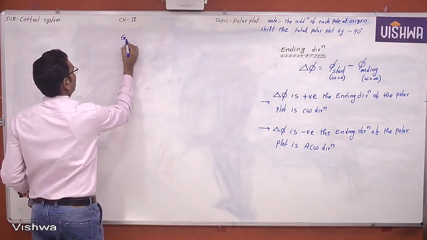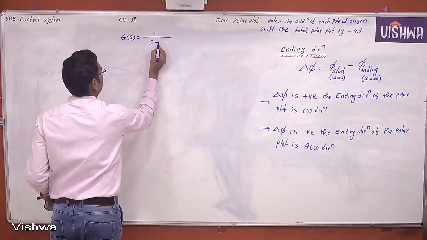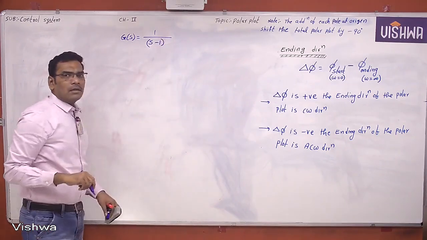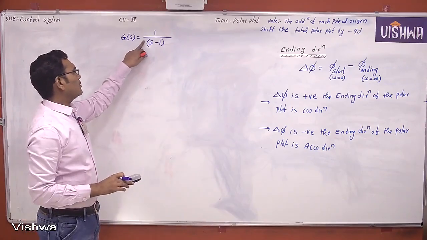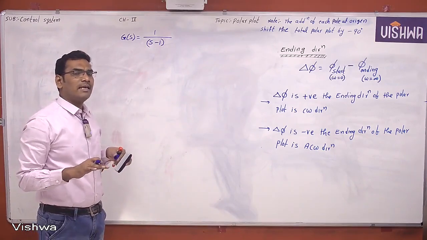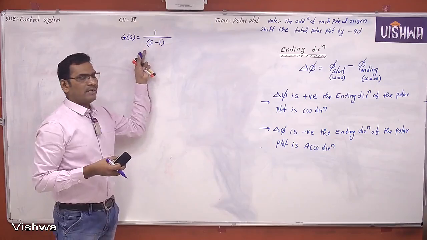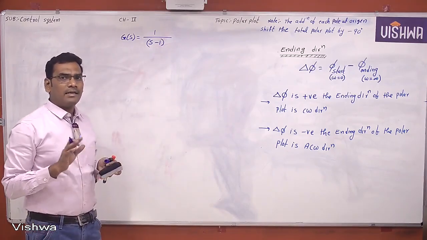Now students, G of s equal to 1 by s minus 1. Now the students immediately and blindly say that the type is 0 and the order is 1. Most of the students ask, sir, you said the type and order method, can I apply it because there is only a denominator polynomial? If you go like that, this is 100% wrong.